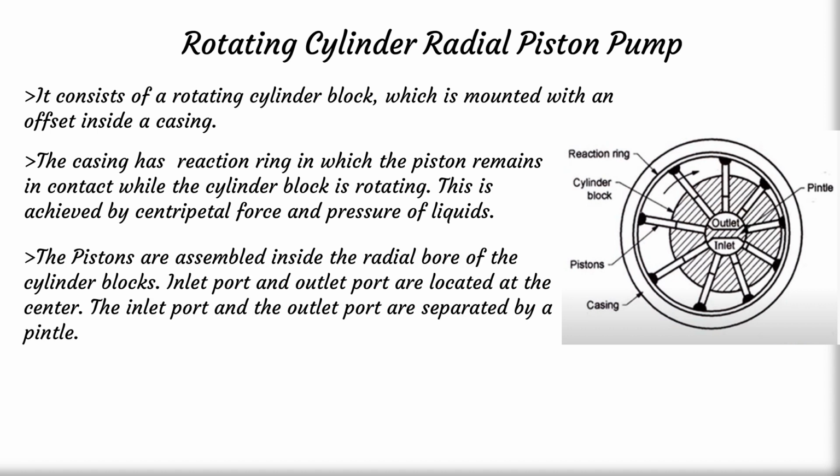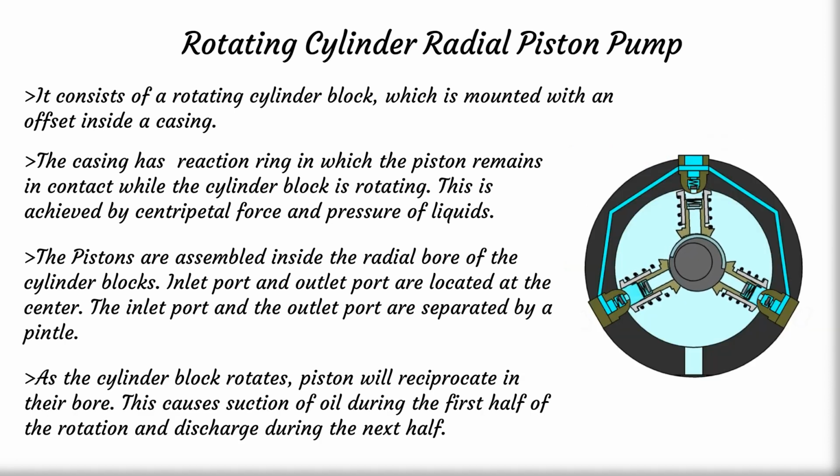The pistons are assembled inside the radial bores of the cylinder block. Inlet port and outlet port are located at the center. The inlet port and the outlet port are separated by a pintle. As the cylinder block rotates, pistons will reciprocate in their bores. This causes suction of oil during the first half of the rotation and discharge during the next half. There are about 8 to 12 such bores which are continuously performing suction and discharge in proper order, hence the pump discharge is smooth and continuous.